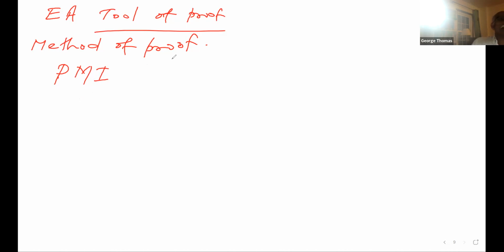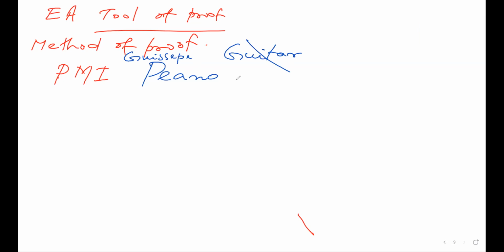There was a man by the name of Piano. Okay, not Piano. No, his name was Guitar. No, it was Piano. Giuseppe Peano. He's been dead over 100 years now. 120. But he still lives.